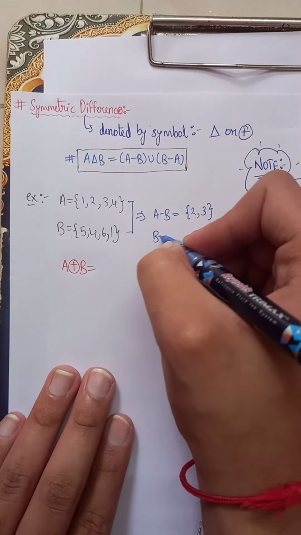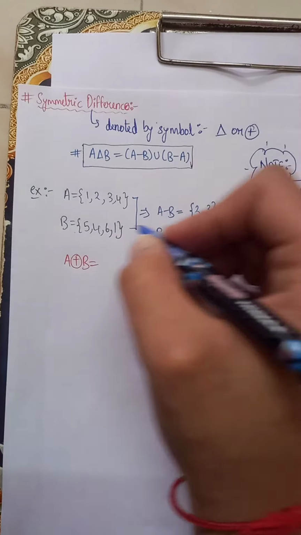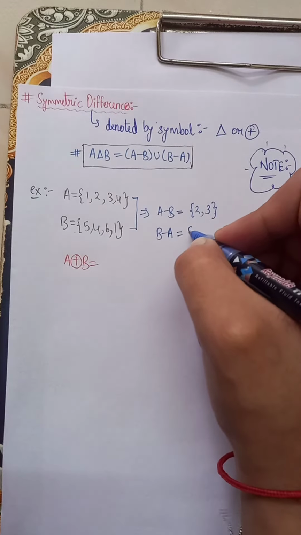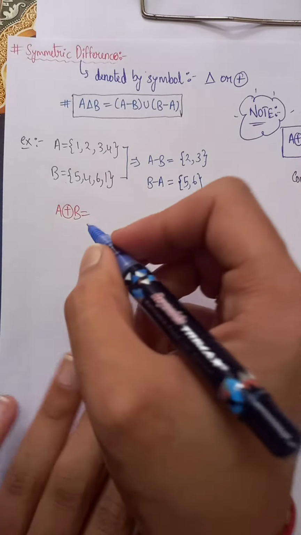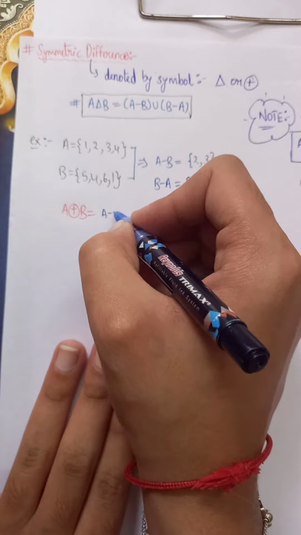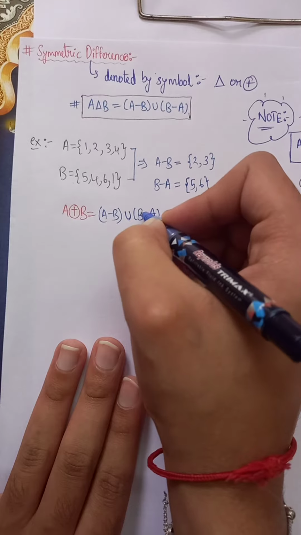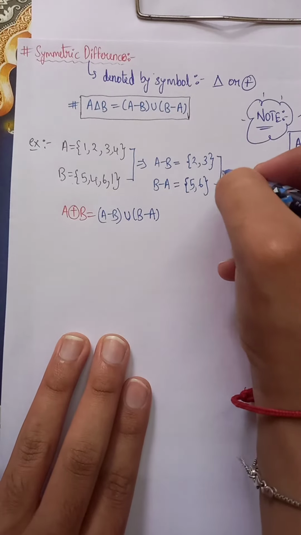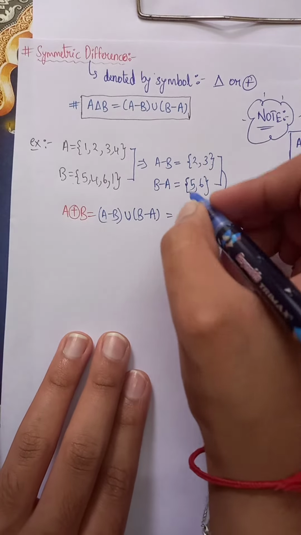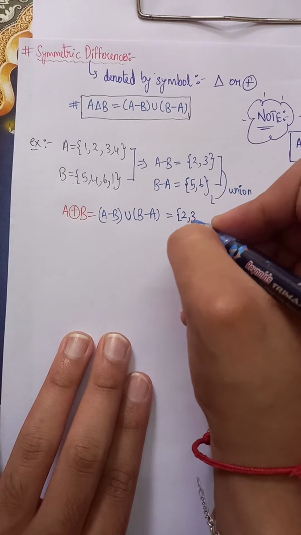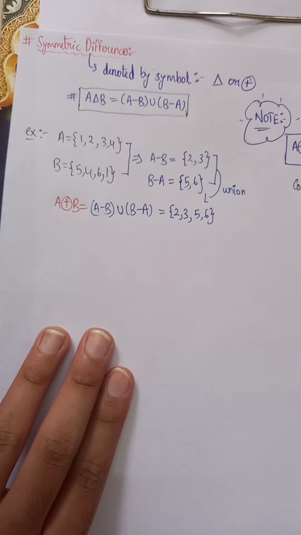And what about B minus A? We need to remove the common elements between A and B from B. The same, 1 and 4 are common, so the remaining elements are 5 and 6. Now what is the symmetric difference between A and B? This is A minus B union B minus A. You need to take the union of these two, so we get the answer as 2, 3, 5, 6. I hope you understood this example.